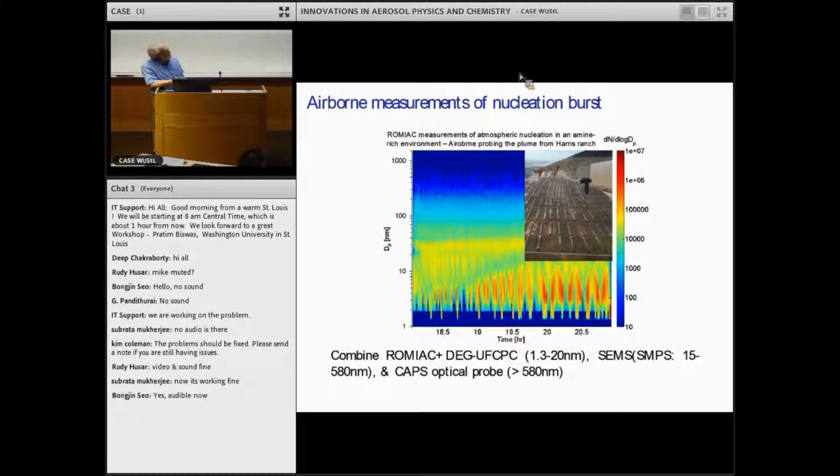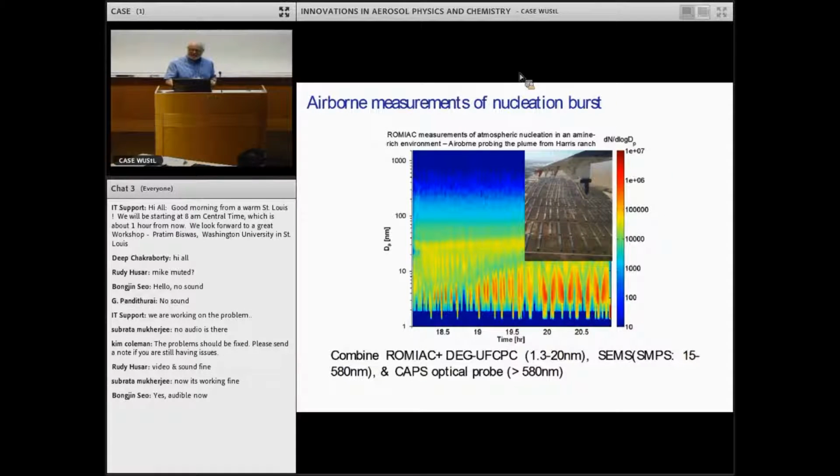This is an experiment where we flew the Romiac. We used diethylene glycol in an ultrafine CPC pushed to the limit in the way that Kwong, Wang, and McMurray demonstrated to take its threshold down to about 1.3 nanometers. Here we were flying the instrument. We're probing an unusual source. All this stuff in the background, that's the Harris Ranch.